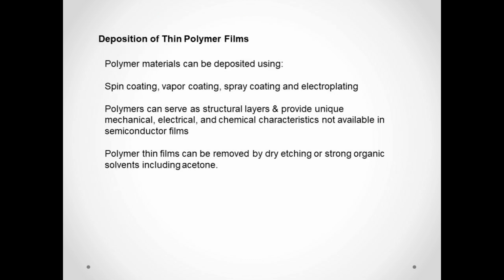Slide 20 shows the techniques that you can use to deposit thin polymer films on your substrate. You can deposit your polymer materials by using spin coating, vapor coating, spray coating, and electroplating. Here polymers can serve as such layers and provide unique mechanical, electrical, and chemical characteristics which are not available in semiconductor films. Because polymer is easy to remove, you can remove it by dry etching or by using strong organic solvents including acetone.